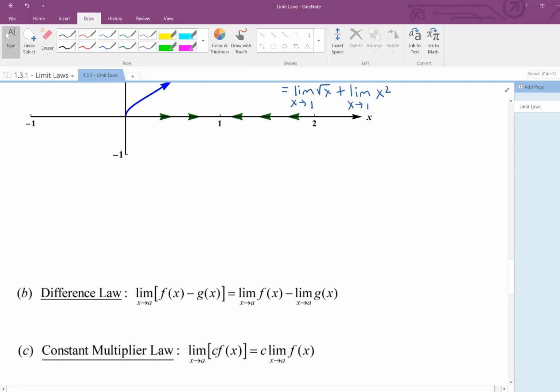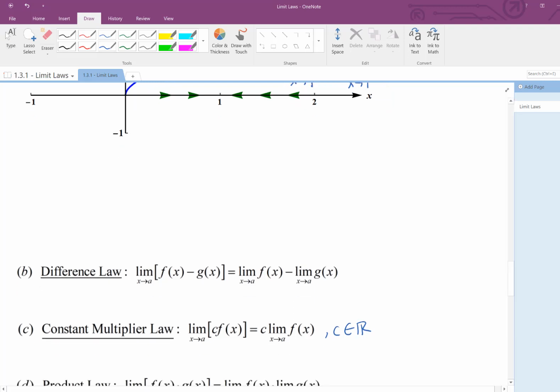How about if I take a function, f of x, and I multiply it by a real number constant? Remember, some real number. Then what that's saying is if I multiply a function by a constant, that's a real number, and I take the limit as x goes to a of that, that's just the same as taking the limit as x goes to a of the function times that constant. Again, it can be verified in alternate ways.